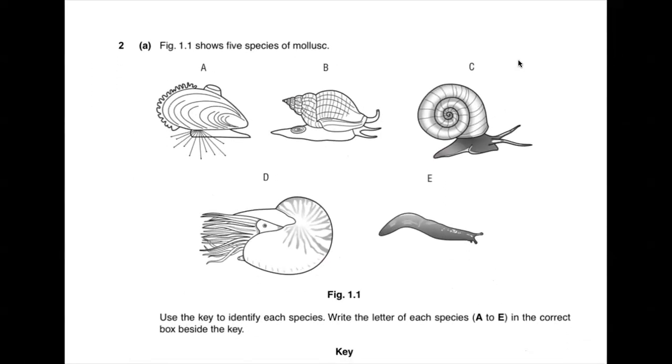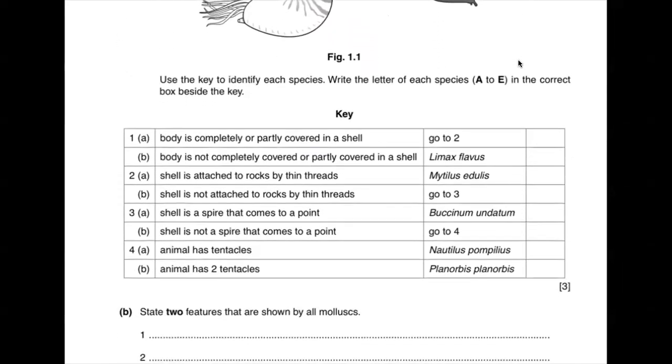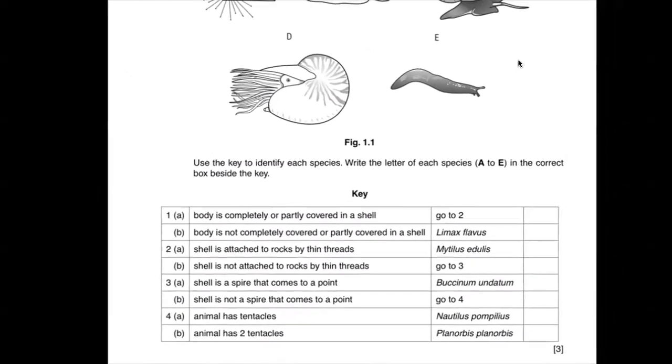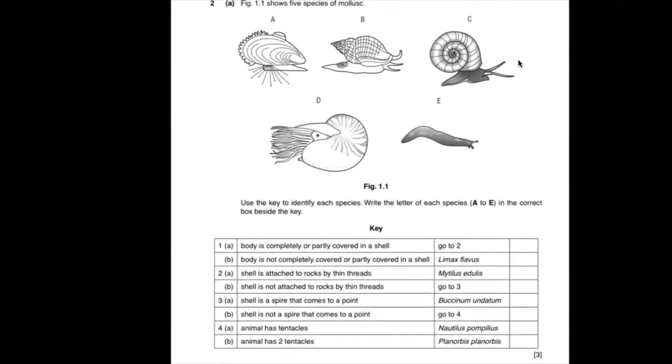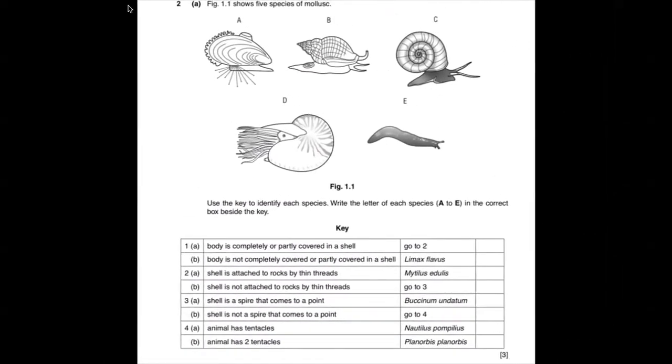Figure 2, see figure 5. This figure shows 5 species of mollusk. Here is their dichotomous key. All right. Can you tell which is which species?